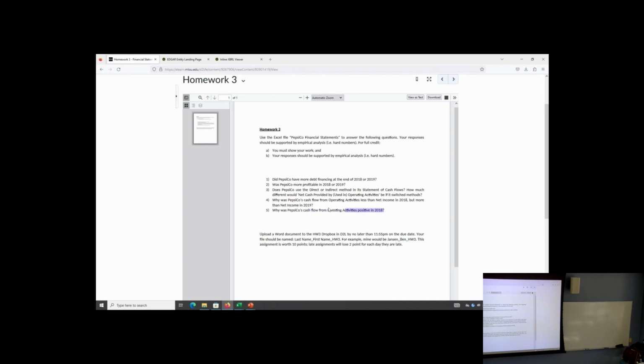And then lastly, look at the line items included in investing activities that should point out why there was a positive investing cash flow. But in general, why should we see a positive investing cash flow? Usually investing cash flow reflects capital expenditures.